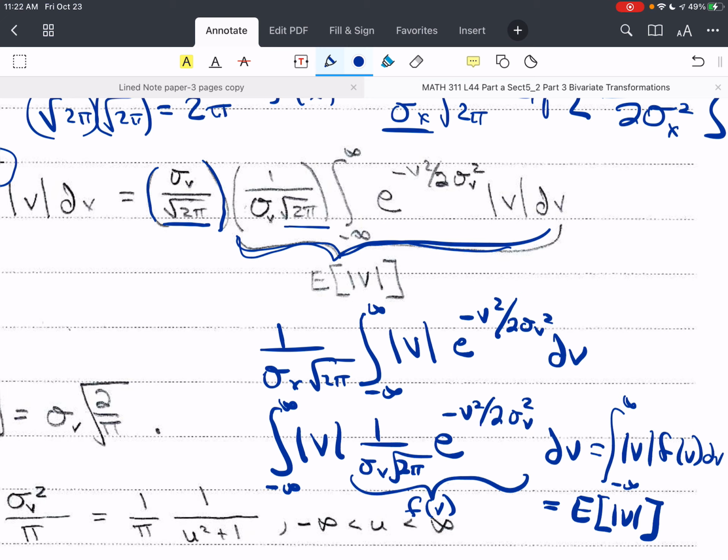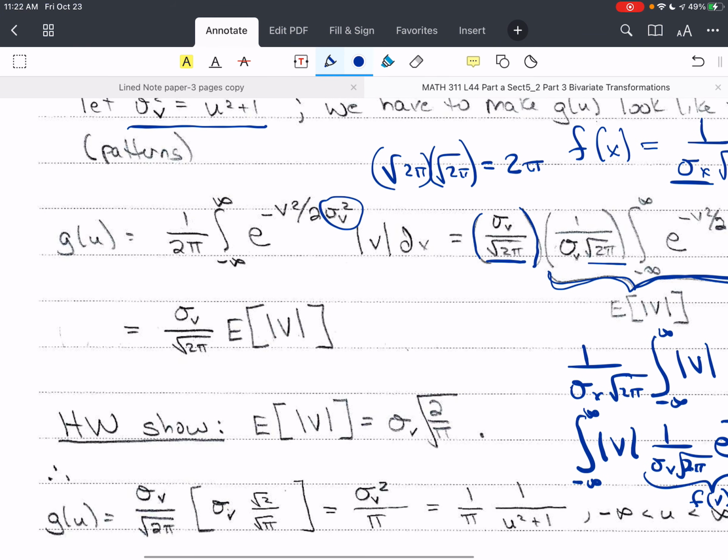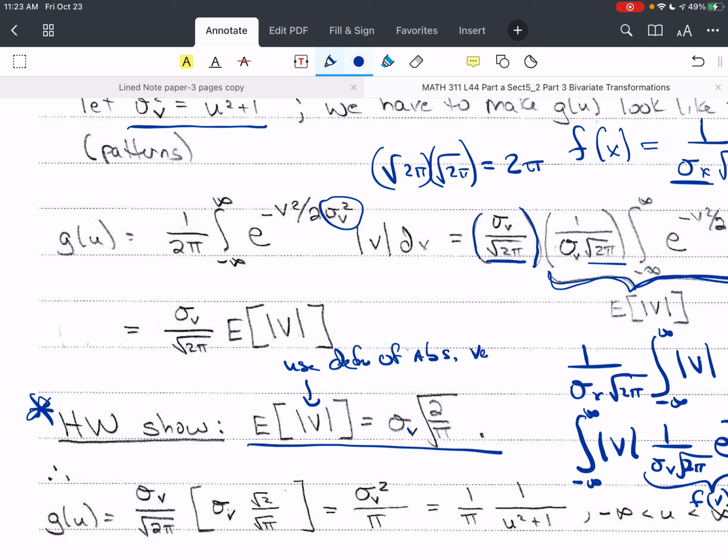I don't want to give you too many hints because this is homework for you. The hint is don't try to evaluate the integral. Find the expected value of the absolute value of v by looking at the integral, looking at patterns, and also using the definition of absolute value. That's going to help you. You're going to have to break it up, and that's all the hints I'm going to give you. But the answer comes out to sigma v times the square root of 2 over pi.